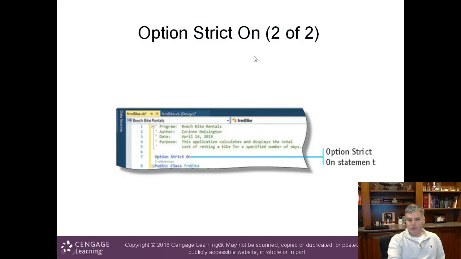So to turn Option Strict On, it's just this line of code. You put it right above the public class, and that forces you to put in those conversions. If you don't put in those conversions, you're going to get errors in your program. And it's important for you to do that initially when we're first learning about data types.